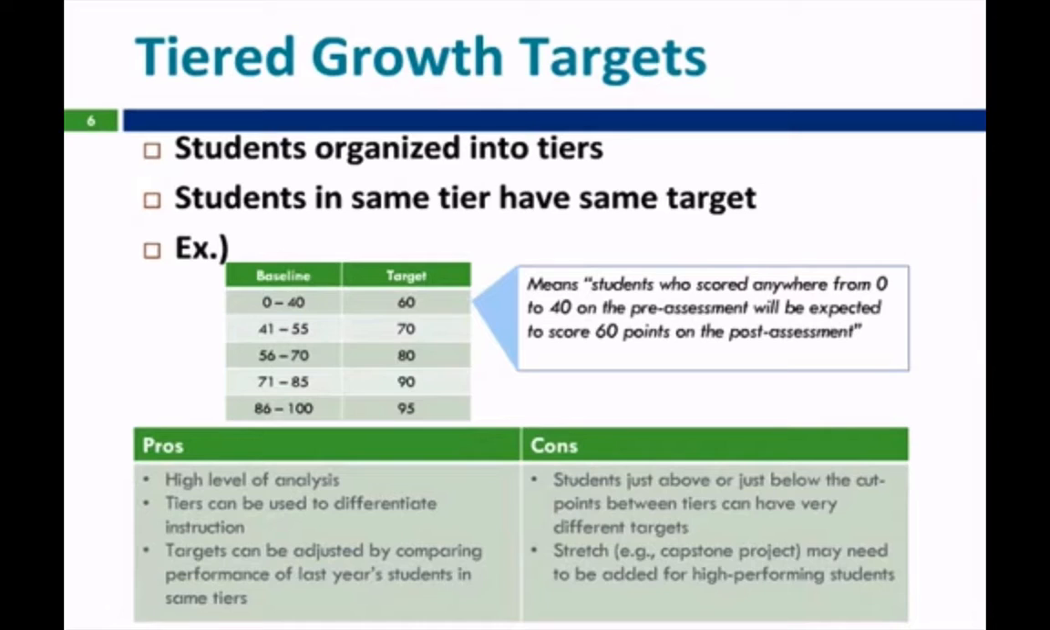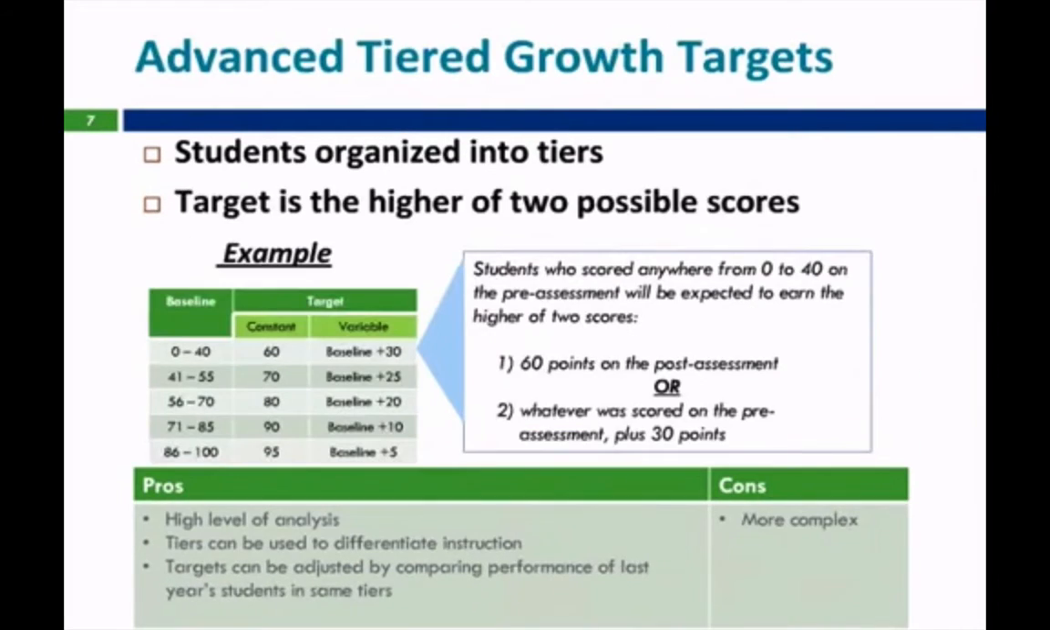Another con, and this may not really be a con so much as a consideration, you may need to think about stretch. So stretch may be needed for your high-performing students so that they can demonstrate growth. So I just mentioned how students at the end of two consecutive tiers can have very different targets despite similar performance. Advanced tiered growth targets are the solution to that.